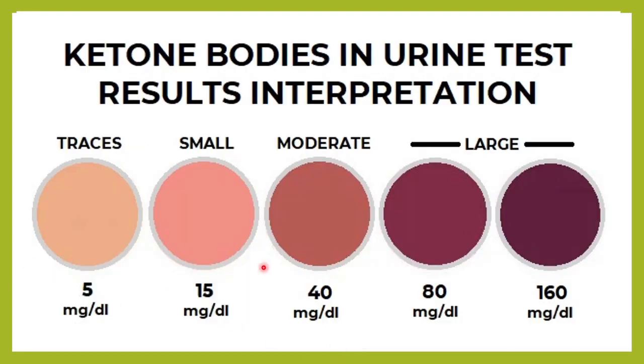Sometimes we report ketone bodies as traces, sometimes as small, moderate, or large. When we say traces, it means in that urine sample the ketone level is less than 5 milligram per deciliter. When I say small, it is up to 15 milligram per deciliter. You will get a color like this, pinkish. If it is moderate, you might get around 40 to 80 milligram per deciliter, and if it is large, you will get something between 80 to 160 milligram per deciliter.